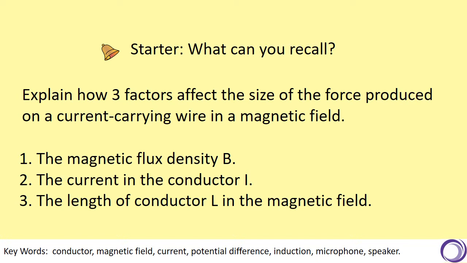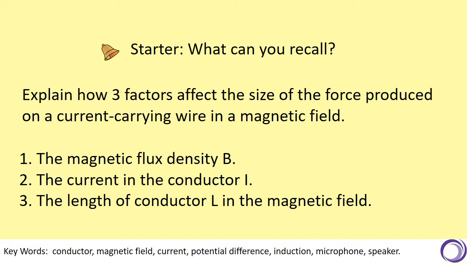So your 3 factors are the magnetic flux density, so the field strength, and that's the letter B in the formula. The amount of current in the conductor, I, measured in amps, and the length of the conductor, L, in the magnetic field, and that would be in meters. So we've got our 3 factors.